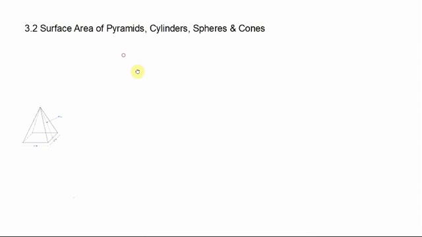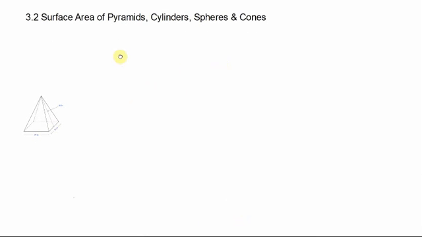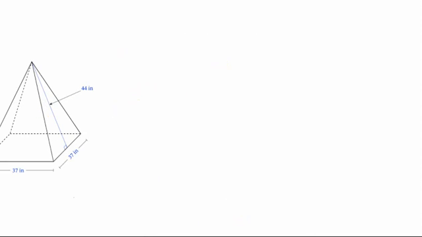Today we're going to look at surface area of pyramids, cylinders, spheres, and cones, which is topic 3.2 in your workbook. I'm going to go through some examples of how you can solve some of these surface areas from the wire diagrams here. These ones are not in your workbook, but they're similar to the ones you'd have to tackle. Alrighty, so let's dive in to calculate the surface area of any of these shapes.